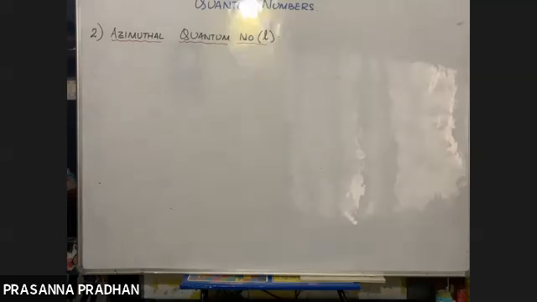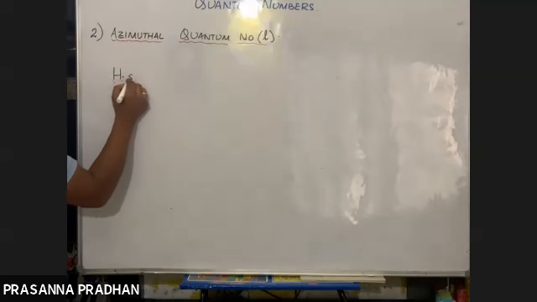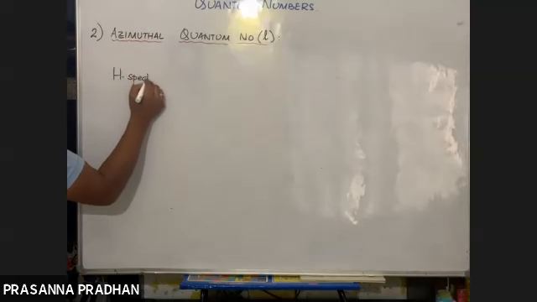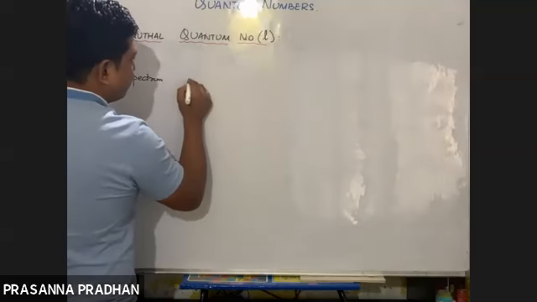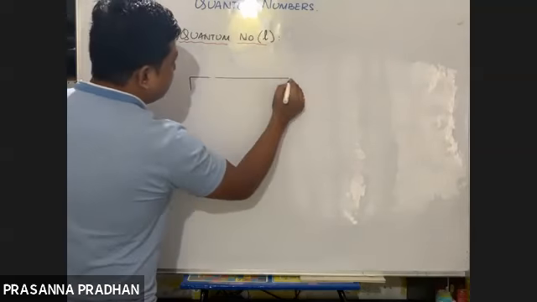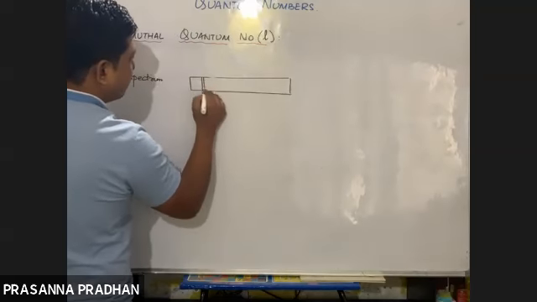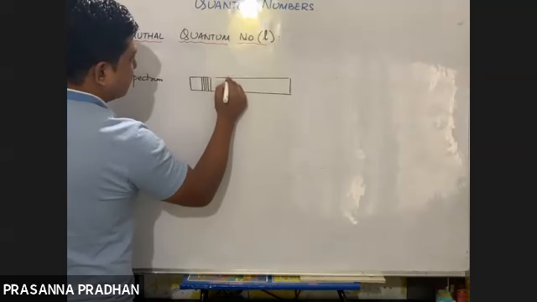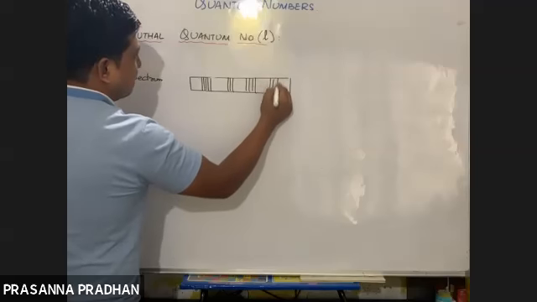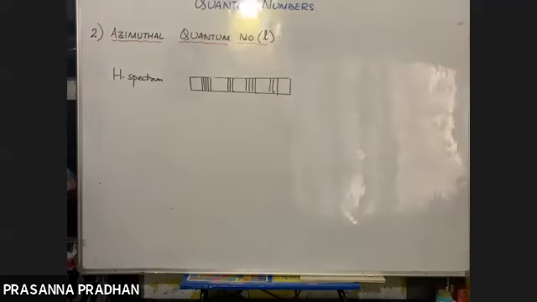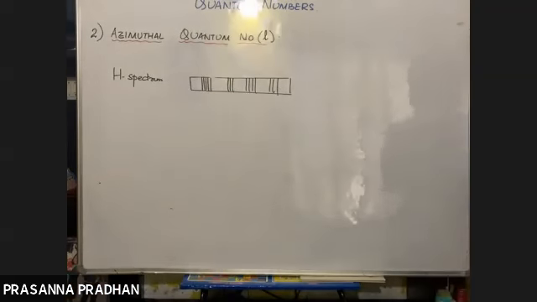Now I'll come back to the hydrogen spectrum. We see that in a hydrogen spectrum, we get a series of lines like this. Some belong to the UV region, some belong to the visible region, some belong to the infrared region.